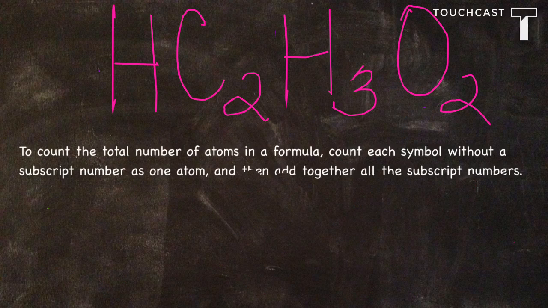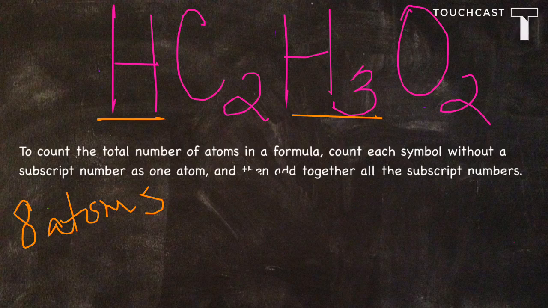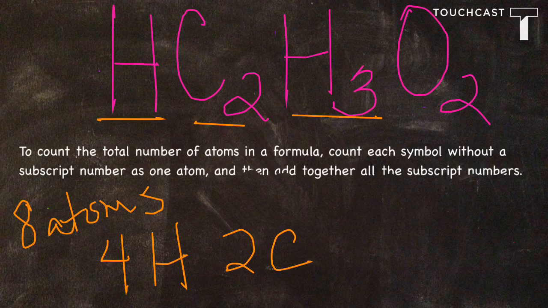To count the total number of atoms in a formula, count each symbol without a subscript number as one atom, and then add together all the subscript numbers. In HC2H3O2, we have 8 atoms total. We have 1, 2, 3, 4 hydrogen, we have 2 carbon, and we have 2 oxygen. That gives us 8 atoms.